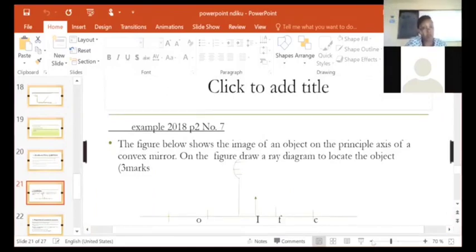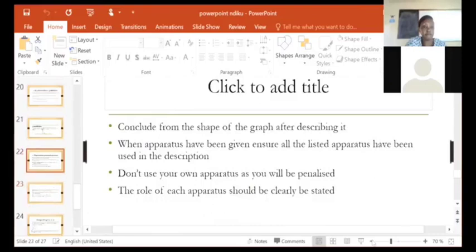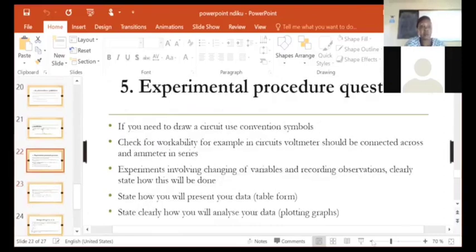So for the ray diagram, remember you use a straight edge when drawing. We have the next type of questions: experimental procedure questions. These are questions whereby you are given the apparatus, and you are going to draw a circuit, like in electricity.